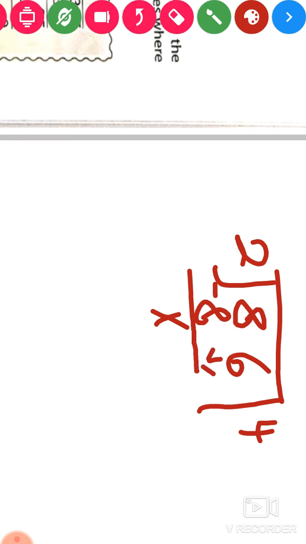Next we have to carry down 6. Now do we get 6 in 2's table? Yes. 2 threes are 6.